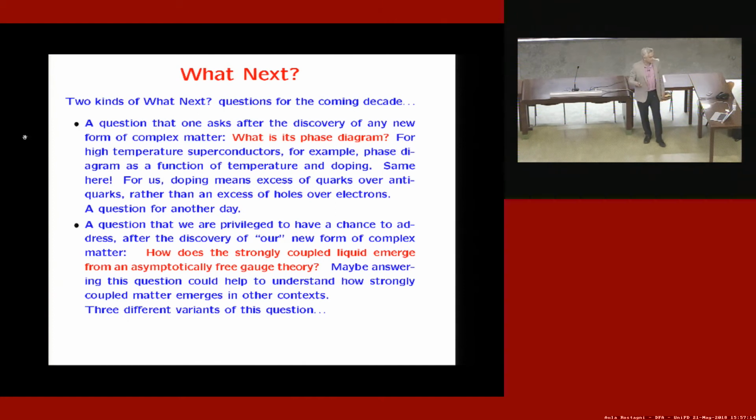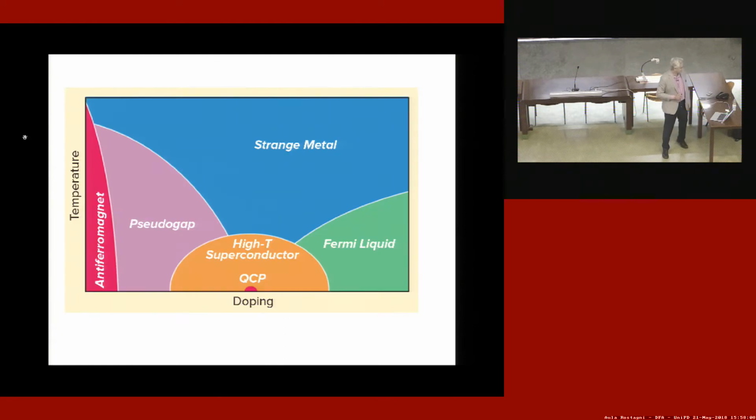And then the second what-next question, which will be the topic of the third part of the colloquium, is one that we have the privilege to ask because our strongly coupled liquid, the one that nature has given us to study, exists in an asymptotically free gauge theory, which means that if you could find a good enough microscope that you could probe this liquid with very good resolution, you would see that it was made at short distance scales of weakly interacting quarks and gluons. And so we can ask, how do the weakly coupled quarks and gluons at short distances conspire to arrange themselves into a strongly correlated fluid at longer distance scales? And if we can answer this question here, maybe that will help us understand the analog question in other condensed matter physics contexts.